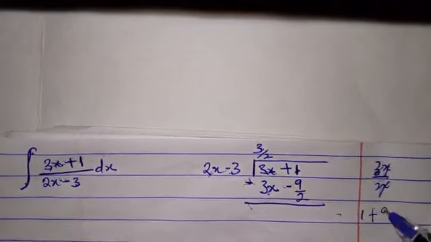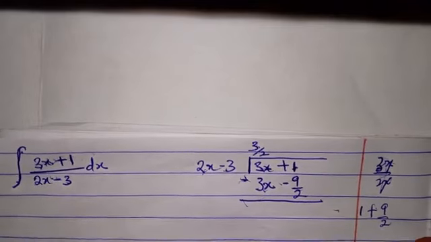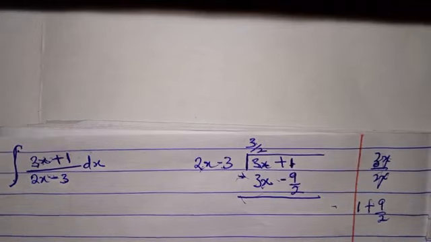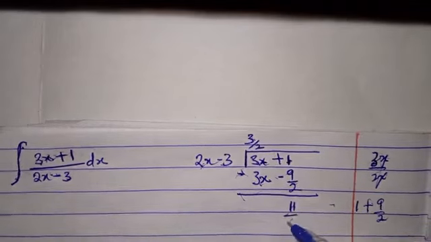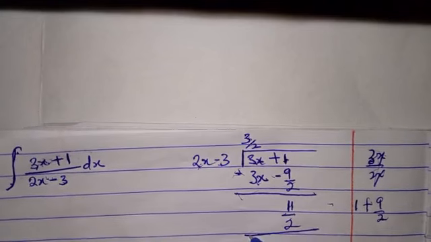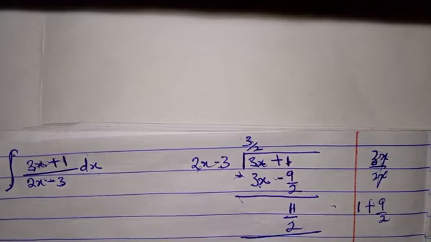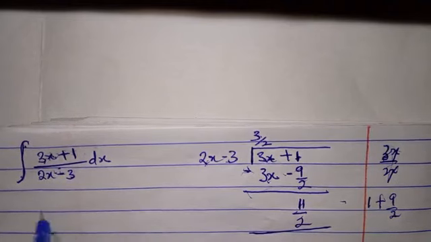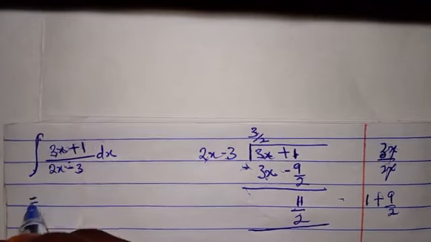So 1 plus 9 all over 2, what would that be? 2 times 1 is 2. 2 plus 9 is 11. 11 all over 2. Alright. So this is the remainder. I can't divide further. So this means that I can restate this expression as this.